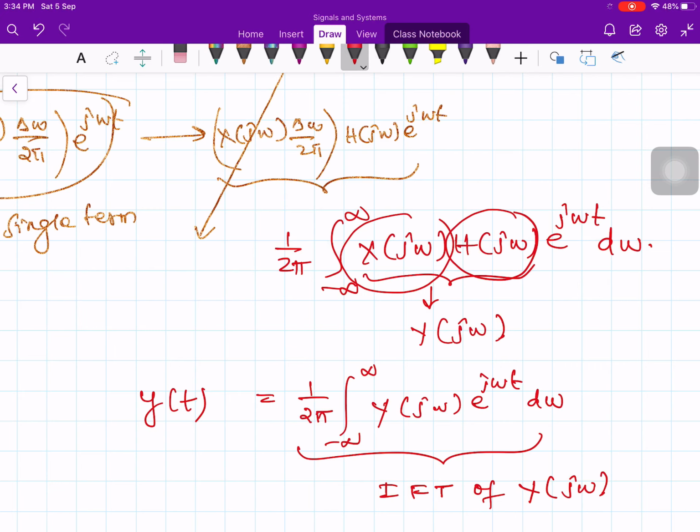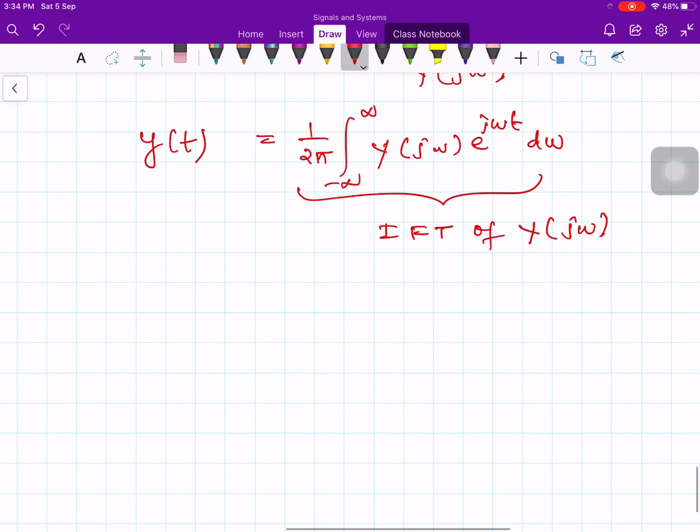So, Y of j omega is equal to X of j omega multiplied by H of j omega. So, this is a very important result.